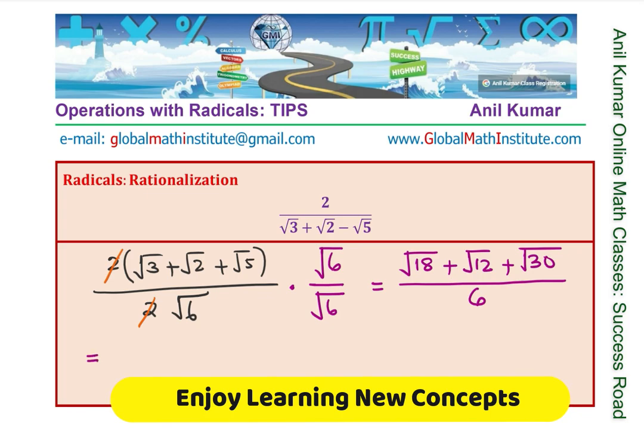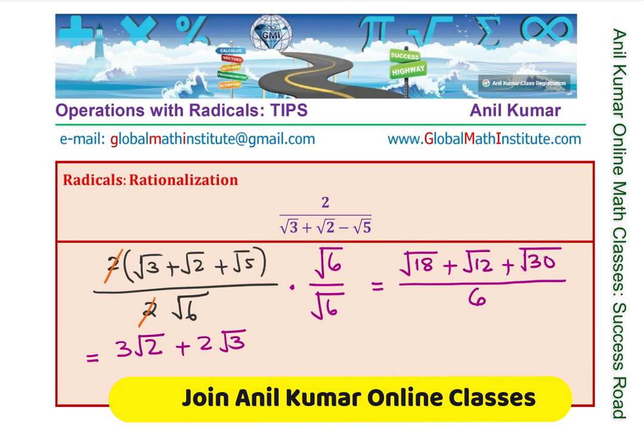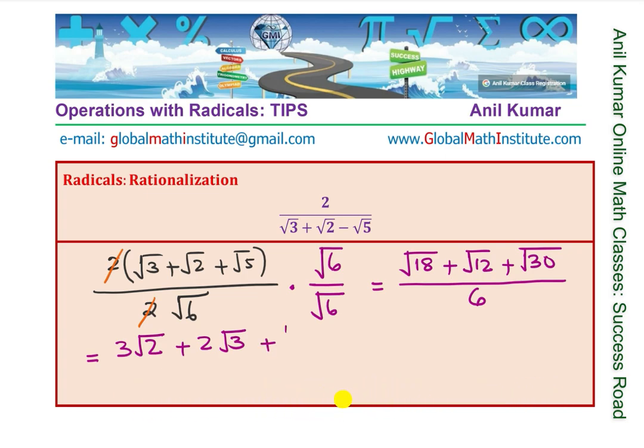Well, you can always continue with this because square root 18 can be written as 9 times 2, or 3 square root 2. Makes sense, right? Square root 12, 4 times 3, means plus 2 square root 3, right? And 30 as such has no other perfect square as a factor, right? 15 times 2, 5, 2, 3, right? Doesn't really work out much. So we'll just keep it as such, okay? And everything divided by 6.